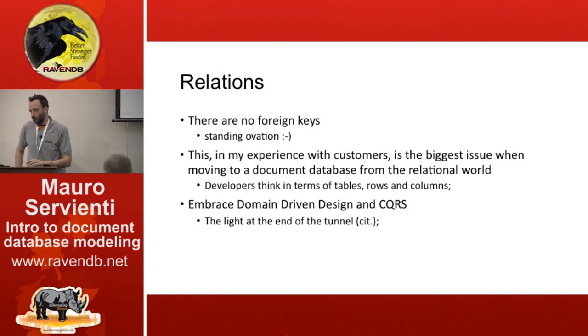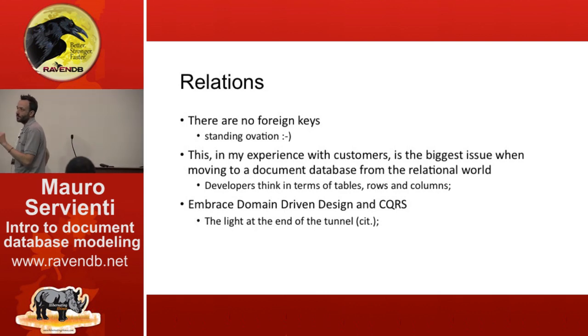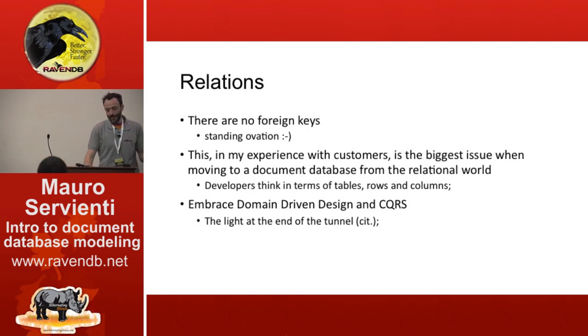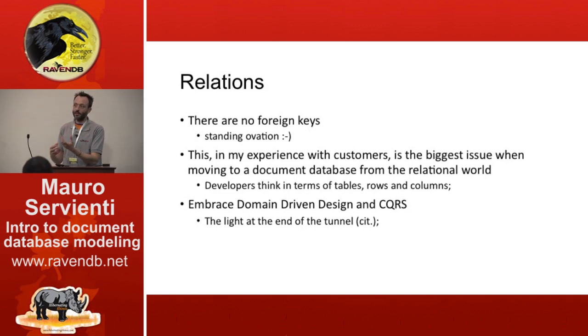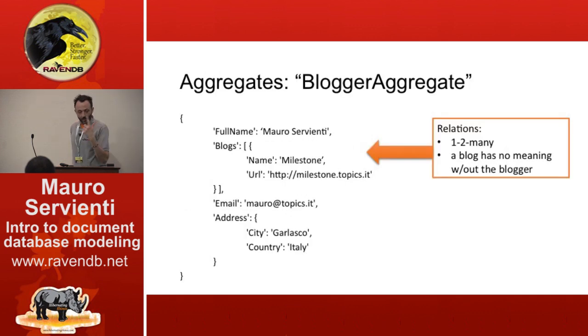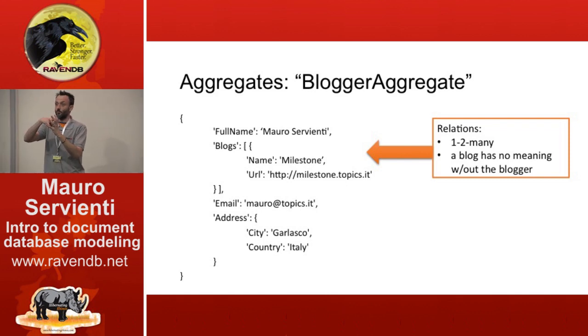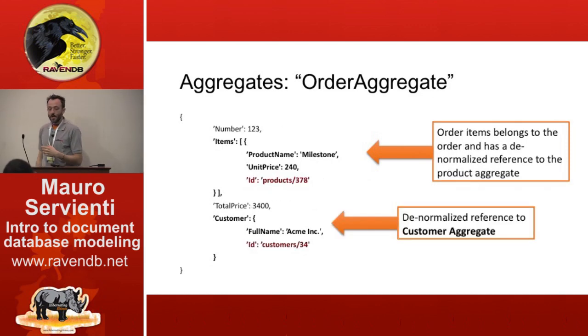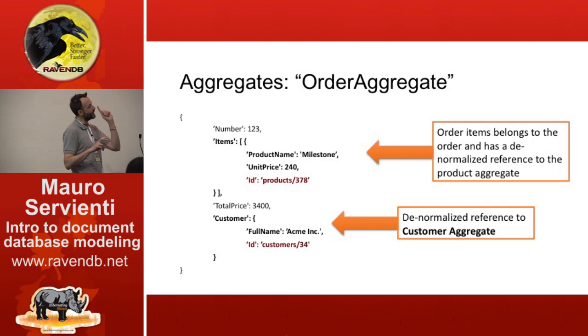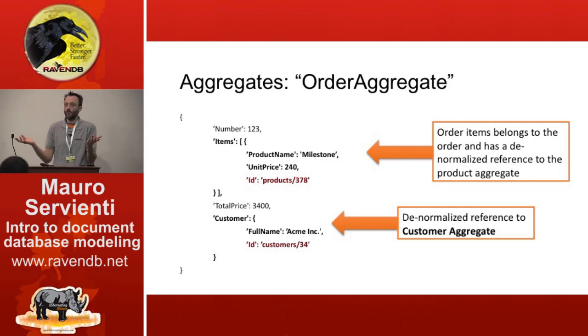And in my experience, this is the biggest issue with customers. In the next session, we'll see how embracing CQRS and event sourcing lets us get back the most benefit from a document database. And as we already said, if we start thinking in terms of aggregates, that's pretty easy. We have a one-to-many relation expressed in the same document, because it's a blog, and they are a single document. And if we want to model a sort of foreign key relation, what we can achieve is this type of document using denormalization.